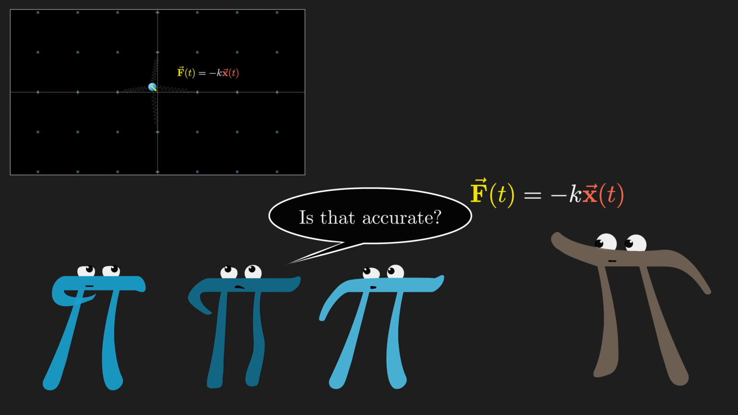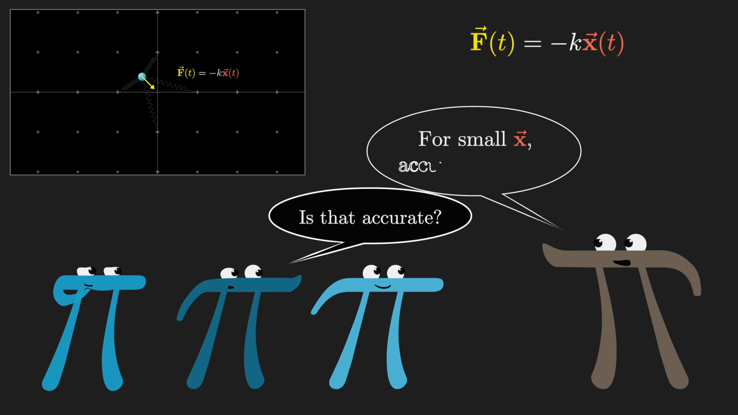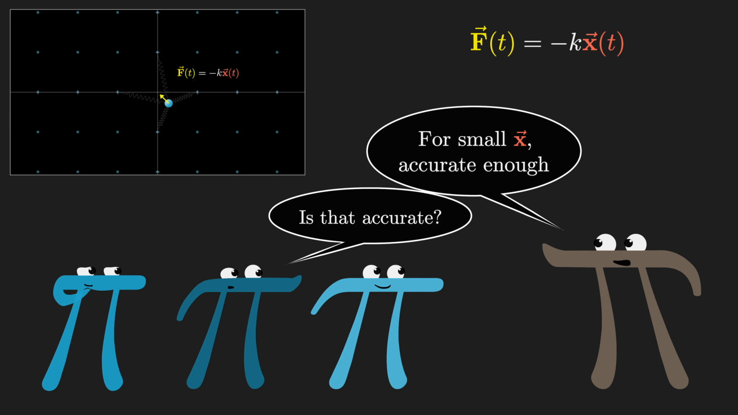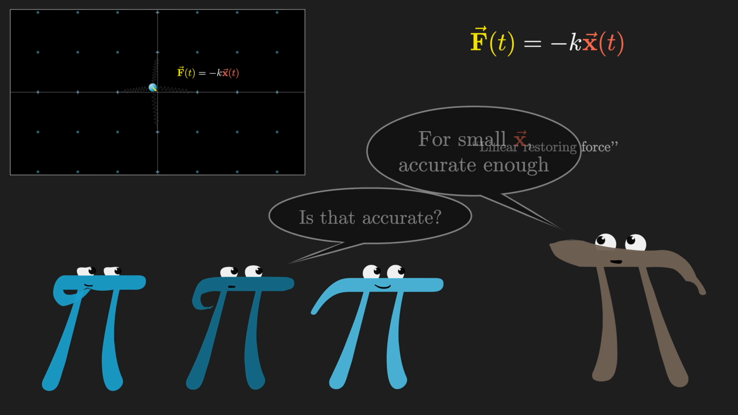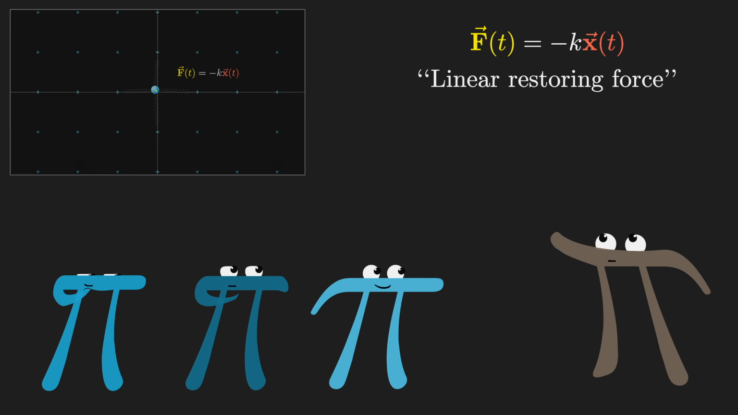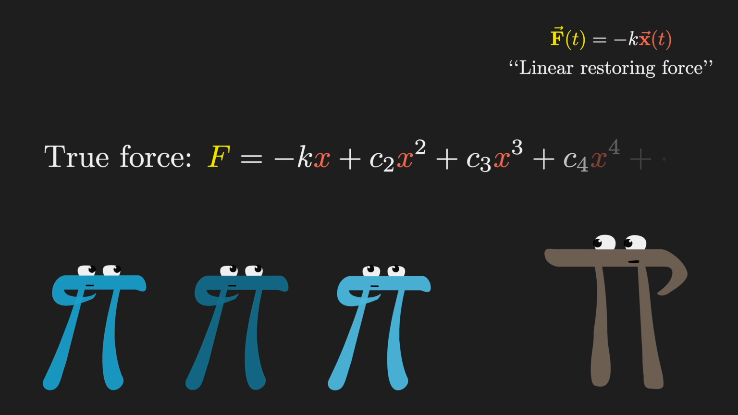You might ask if that's accurate, and the idea is that for very small displacements, it's actually a really good approximation. This is a very common thing to do throughout physics. We would call it a linear restoring force. And the idea is that maybe the actual force law depends on the position in a much more complicated way, but we're basically taking a low-order approximation near the equilibrium.